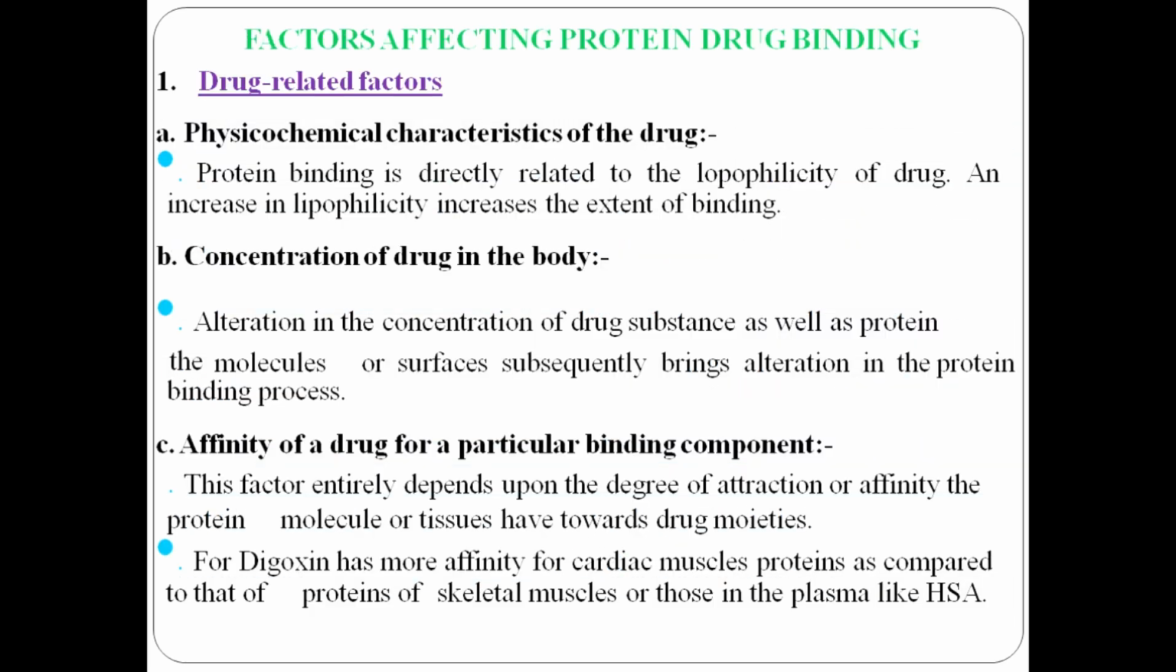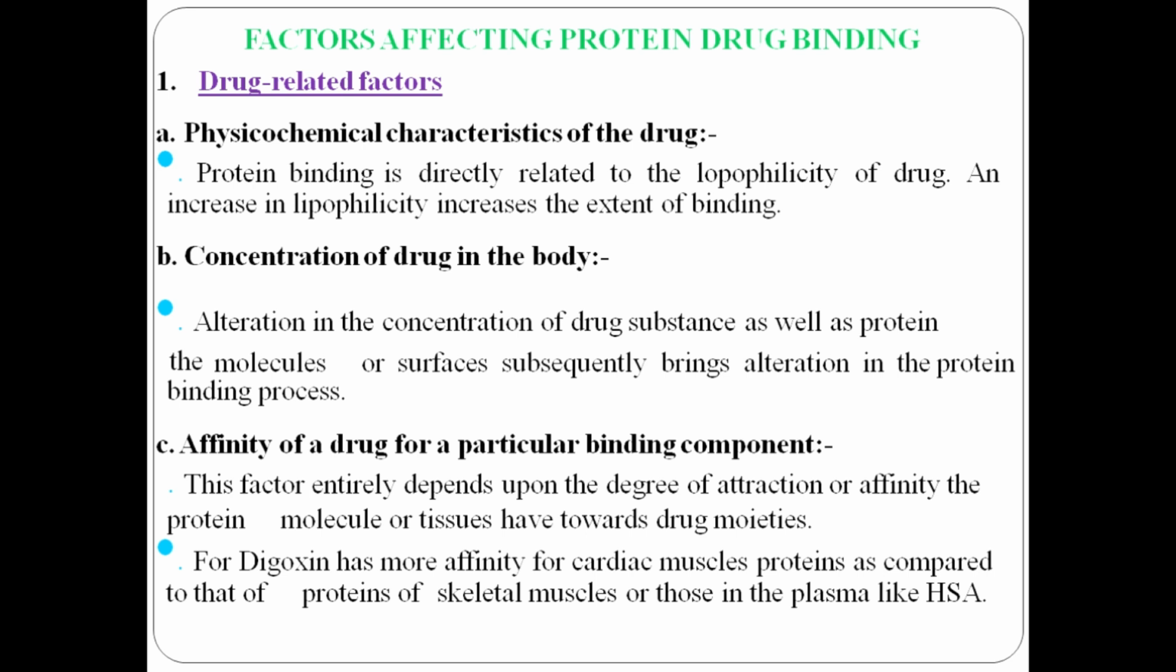Next is the factors affecting protein drug binding. The first factor is drug related factor, and it is classified into various categories. The first category is physiochemical character of the drug. Protein binding is directly related to lipophilicity, and lipophilicity is directly proportional to the binding. It means increasing the lipophilicity increases the extent of binding.